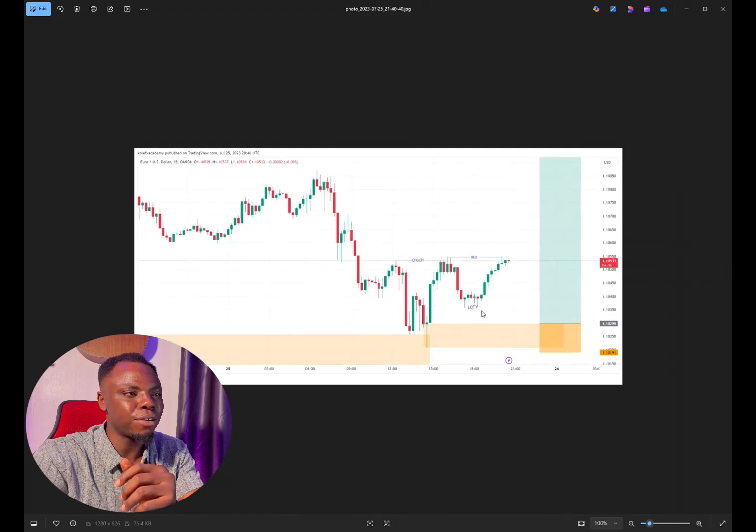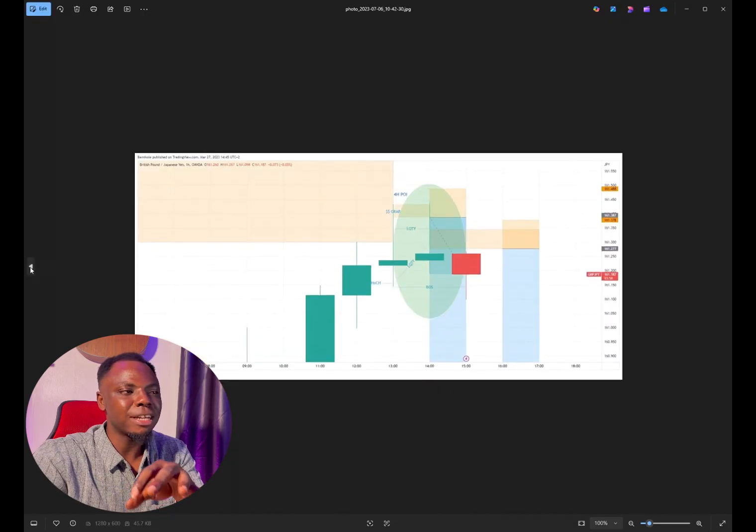Now on the lower time frame, we had this particular inverse head and shoulder. This is my shoulder one, shoulder two, mitigation, the market moves in your favor. Immediately you understand how to interpret the market.